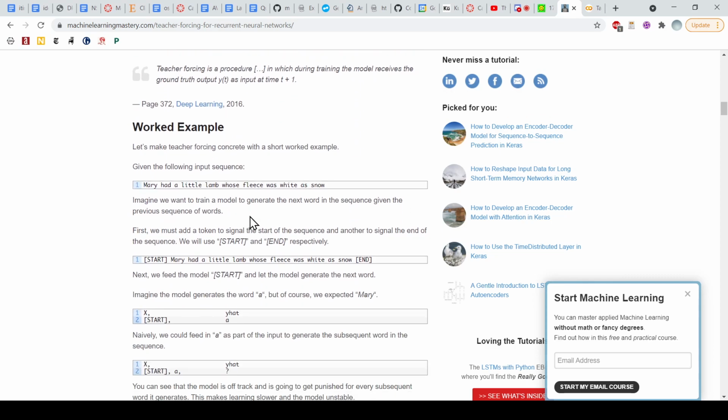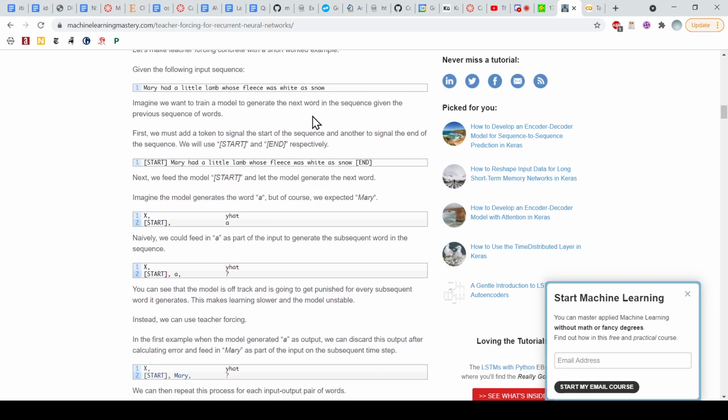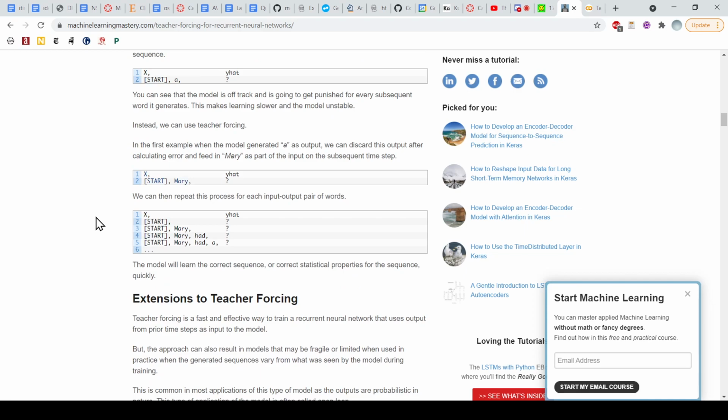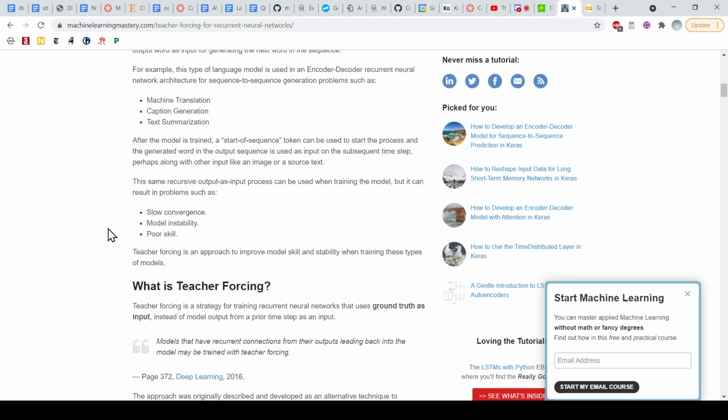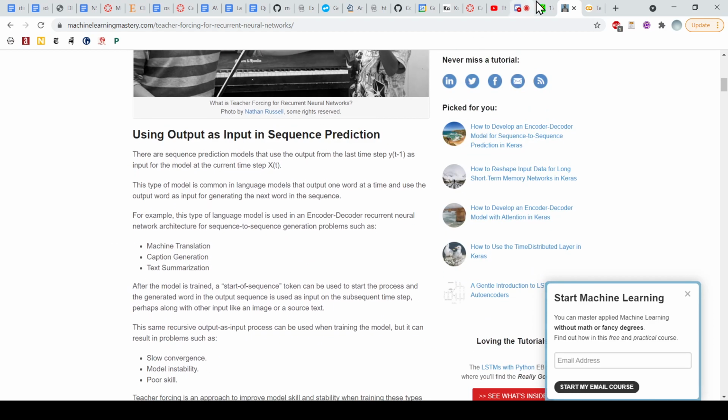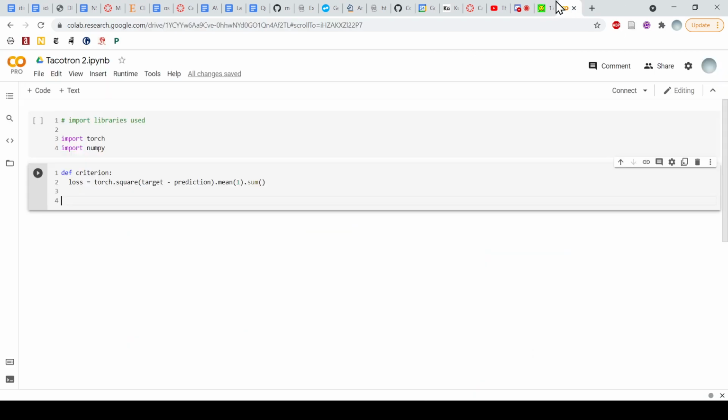So you could have Mary had a little lamb, and instead of having it output Mary and then a guess and then a guess and then a guess, you say Mary had a little and then a guess. Mary had a little lamb and then a guess. So you're kind of forcing it to. The model will learn the correct sequence quickly. So you're basically saying we're going to give it the correct input instead of its own input a lot of the time.